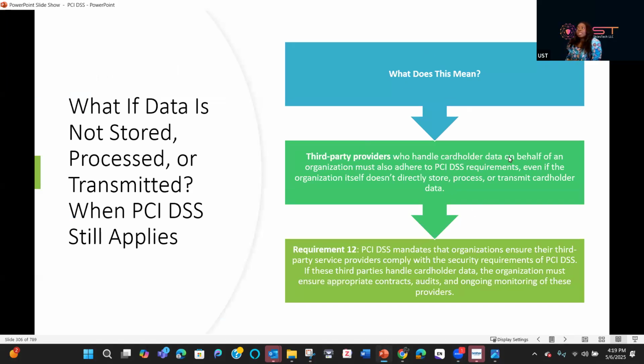Third-party providers who handle cardholder data on behalf of an organization must adhere to PCI DSS. Those are your vendors, right? Even if the organization itself doesn't directly store, process, or transmit the cardholder data, if you are operating a SaaS environment 100%, where your vendors are the ones doing that for you, they have to be in compliance with PCI DSS. PCI DSS mandates that organizations ensure their third-party services comply with its security requirements. If these third parties handle cardholder data, the organization must ensure appropriate contracts, audits, and ongoing monitoring of these providers.